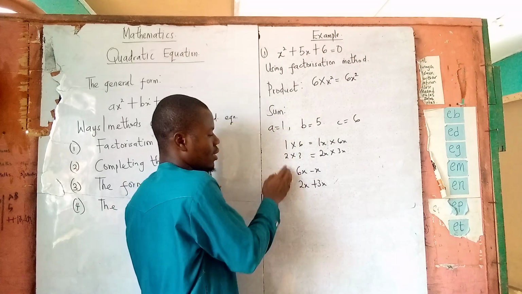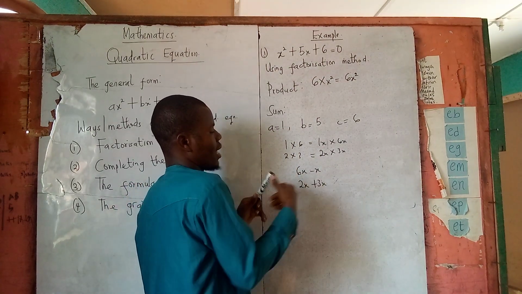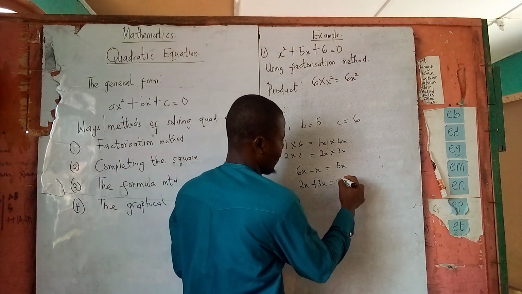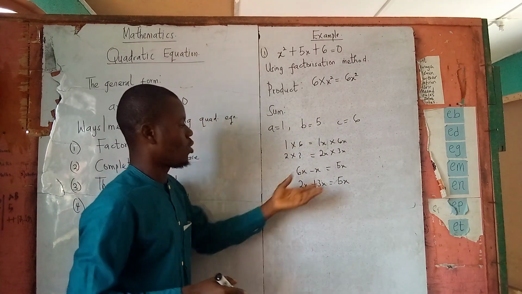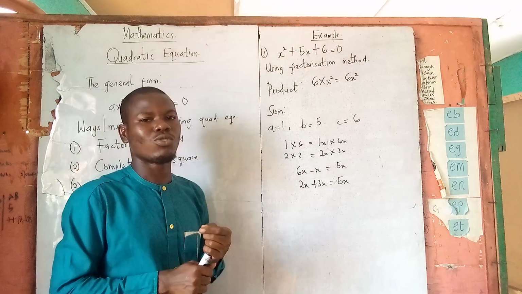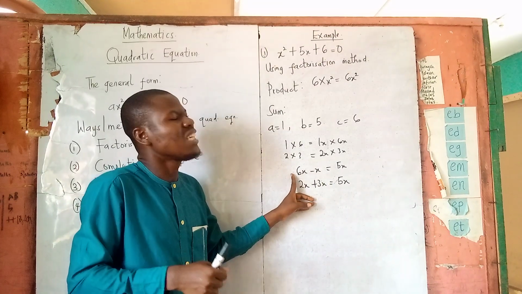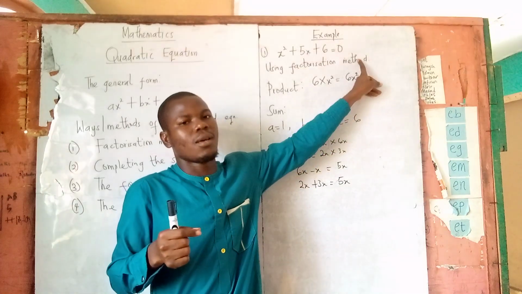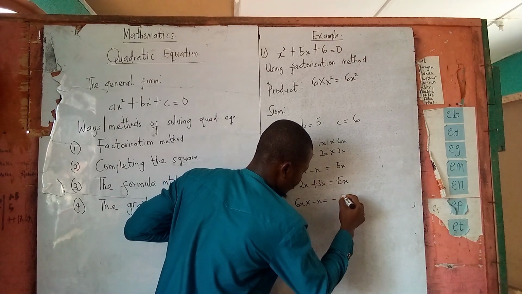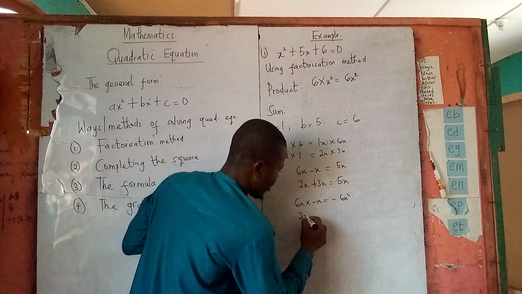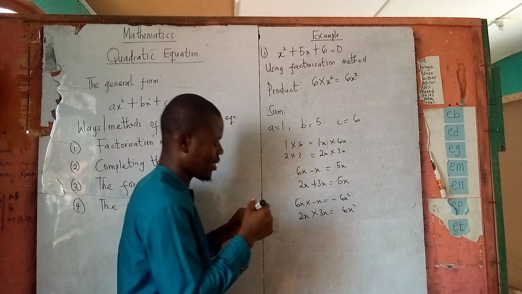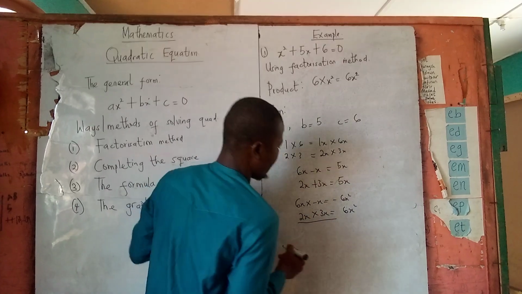So if we are using this one, 6x minus x will give us 5x, and 2x plus 3x will give us 5x. The two of them give us 5x, but we need only one of them. So we multiply these numbers together to see if it gives us positive 6x squared. 6x multiplied by minus x gives us minus 6x squared. Then 2x multiplied by 3x gives us 6x squared.